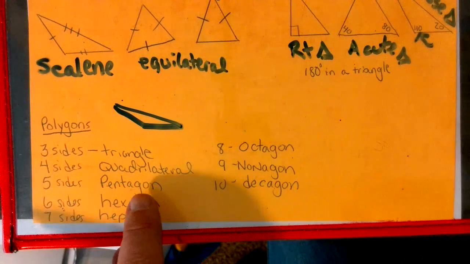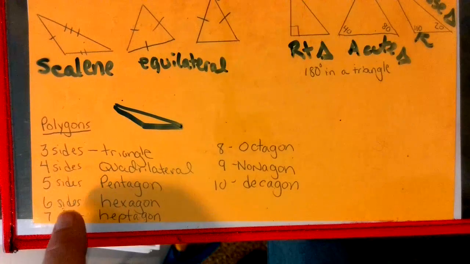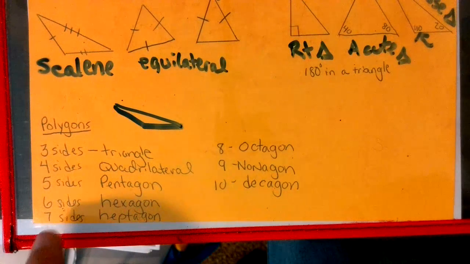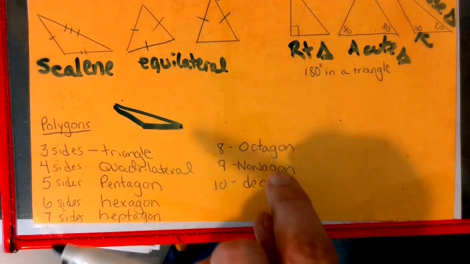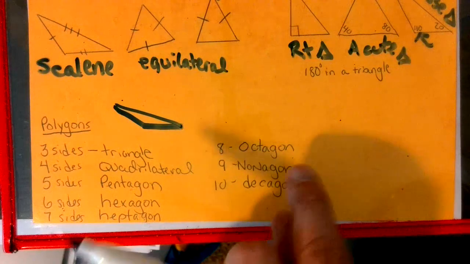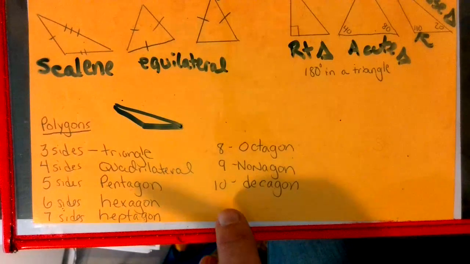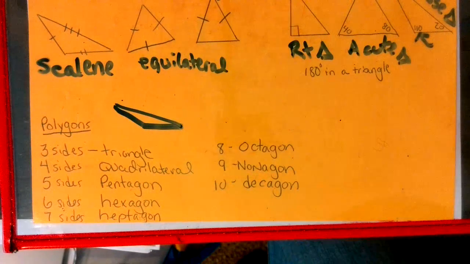Five-sided polygon is a pentagon. Six sides is a hexagon. Seven sides is a heptagon. They also have a name called a septagon. Eight is an octagon, just like the stop sign. Nine is a nonagon. Ten is a decagon. I'm going to pause.